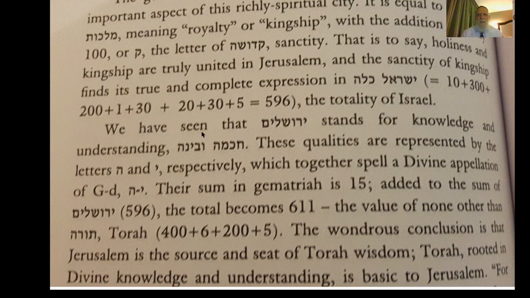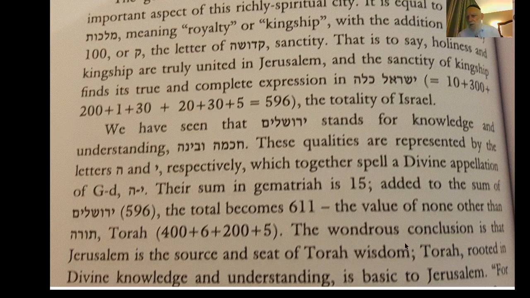We have seen that Jerusalem stands for knowledge and understanding. Ki mi-Tzion teitzei Torah, learning, studying, which is chochmah and binah. These qualities are represented by the letter He, which is understanding, and Yud, wisdom, respectively, which together spell a divine name of God, Yud Kei. Their sum in Gematria is 15, Yud is 10 and Hei 5, added to the sum of Jerusalem, 596, so the total becomes 611, which is the value of none other than Torah.